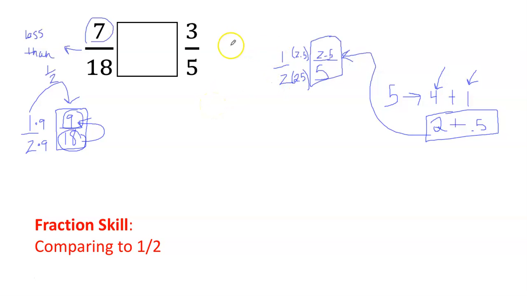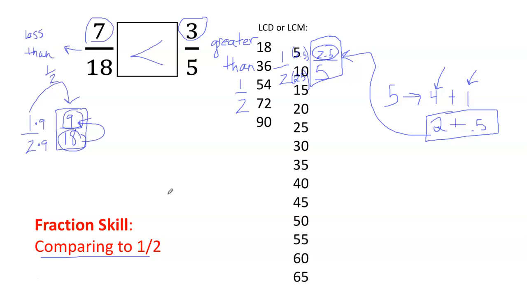All right, so now let's compare 3/5 to 2.5. Well, 3 slices is more than 2.5 slices, so we would say that 3/5 is greater than 2.5, or we could say greater than 1/2, since 2.5 is equal to 1/2. So it's greater than 1/2. So 7/18 is less than 1/2, and 3/5 is greater than 1/2, then we know that 7/18 is less than 3/5.